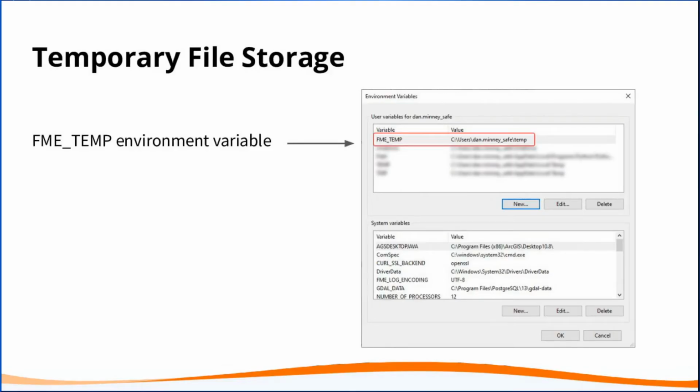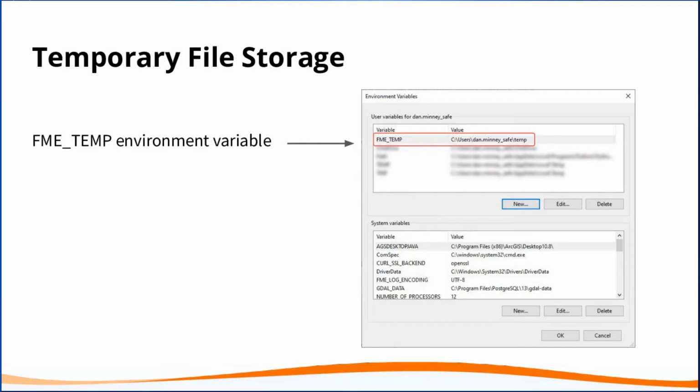And another thing we can use to tune our advantage to help with memory struggles with FME is to change our temporary file storage. So FME temp is an environment variable that can be manually set to adjust where FME stores temporary files. And by default, FME will store temporary files in the system temporary directory, which on many Windows machines is usually the C drive, or it might be under the user's local temporary directory.